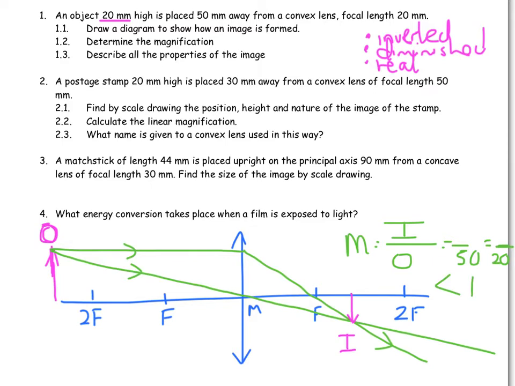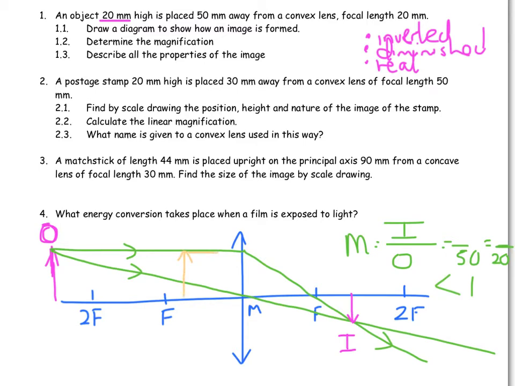A postage stamp is 20 millimeters high and it's placed 30 millimeters away from a convex lens of focal length 50 millimeters. So let's just take a look at the picture. This time I have got a focal length of 50, so this is going to be 5 centimeters, 5 centimeters, 5 centimeters, 5 centimeters. And then you can put in your postage stamp 20 millimeters high between F and the lens.